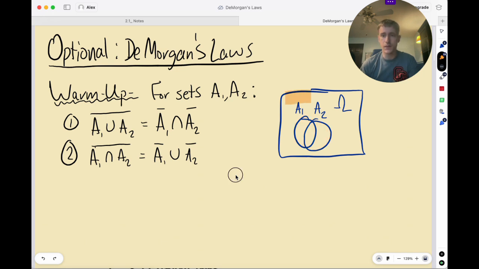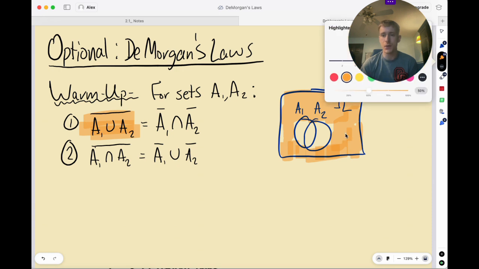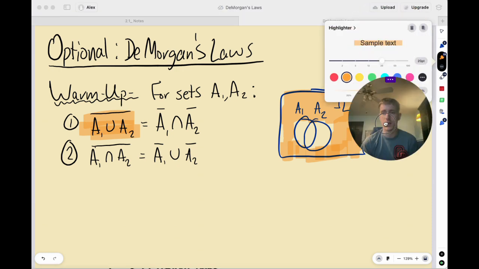It's going to be everything else, not including any of the Venn diagram. So that's the complement of A1 union A2, this part right here. Now that is presumably equal to the intersection of the complements of A1 and A2. Well, let's just go ahead and shade both of those. Try to do them in different colors.